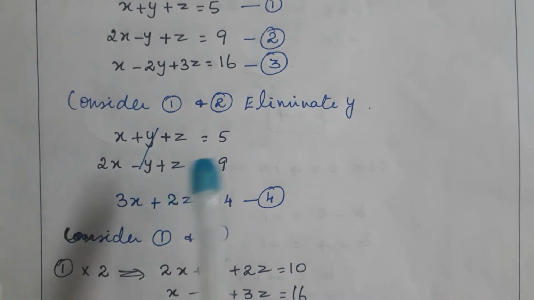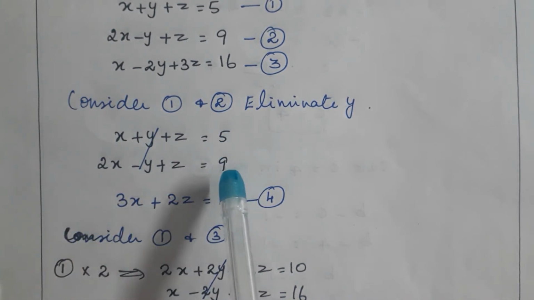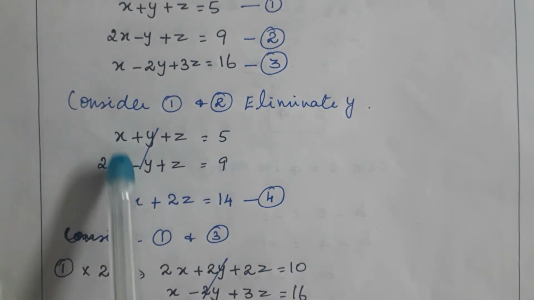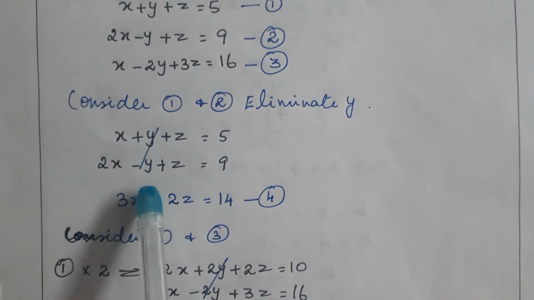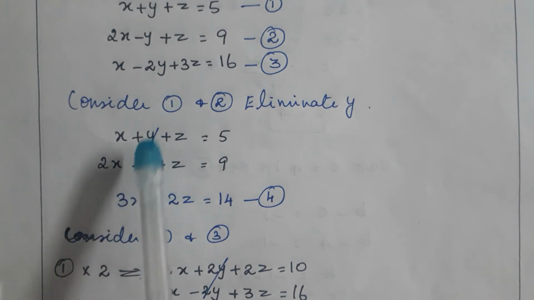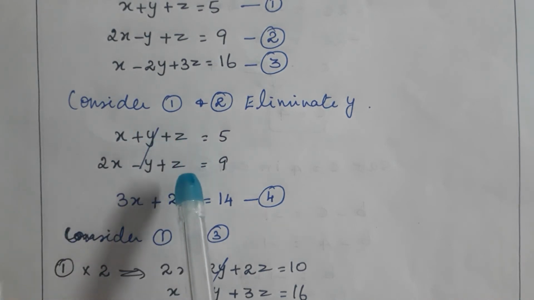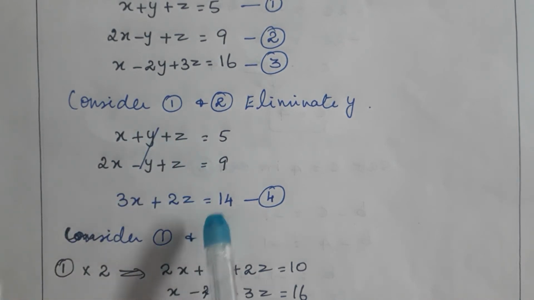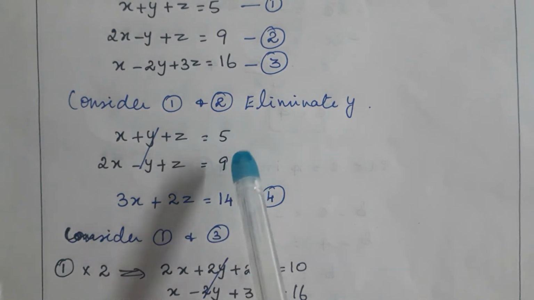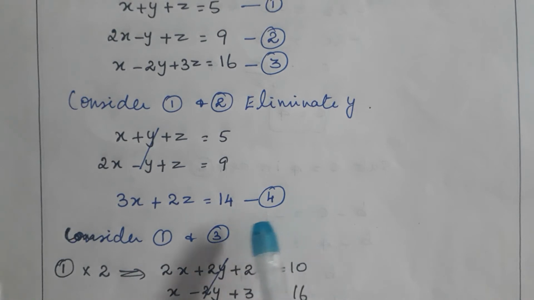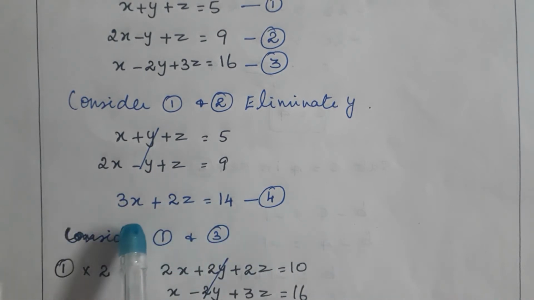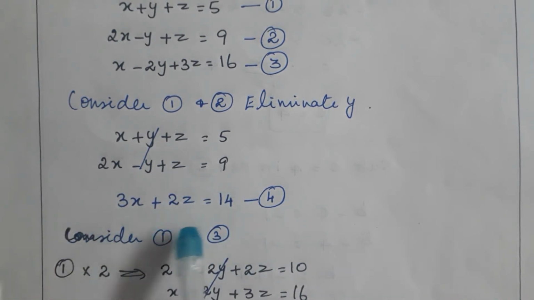So I am going to add equation number 1 and 2. Therefore, what will I get over here? 2x plus 1x is 3x, and plus y and minus y get cancelled, we will get 0. Therefore, it is eliminated, and z plus z gives 2z is equal to, add the constants also, 9 plus 5 is 14. So consider this equation as 4. Now this equation has two variables, x and z.